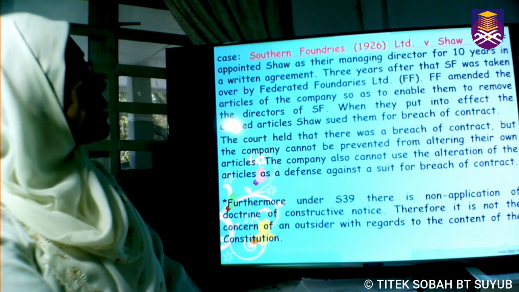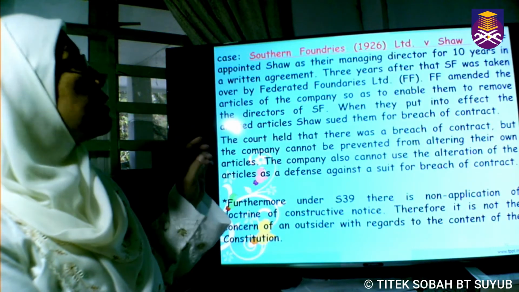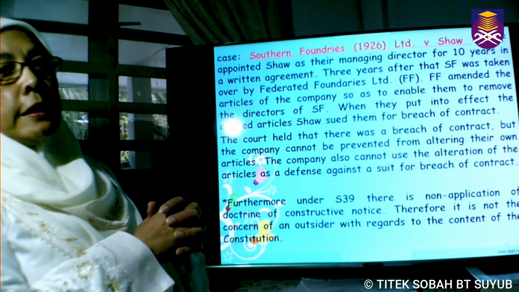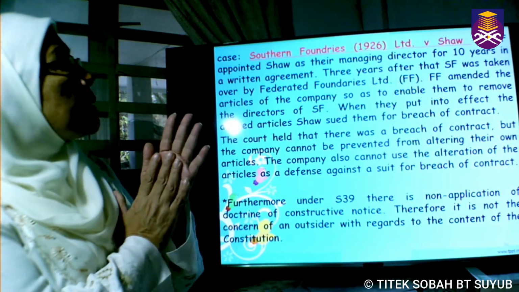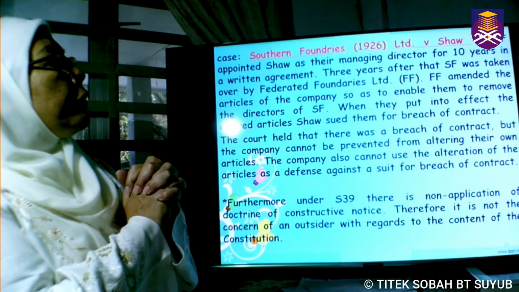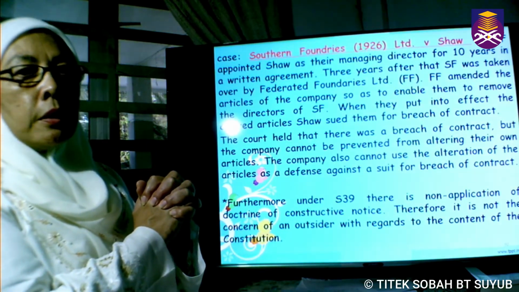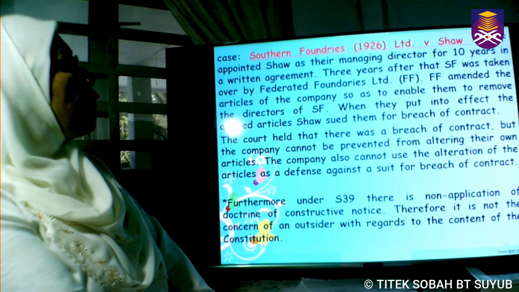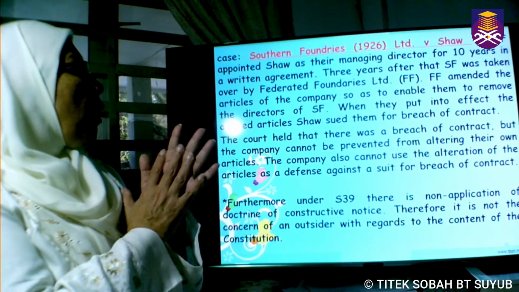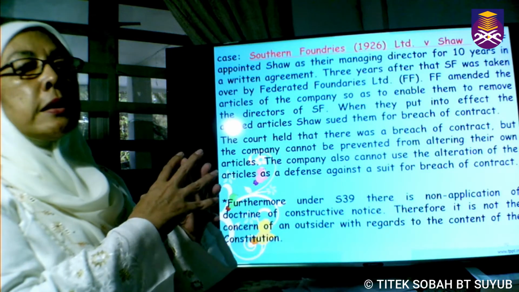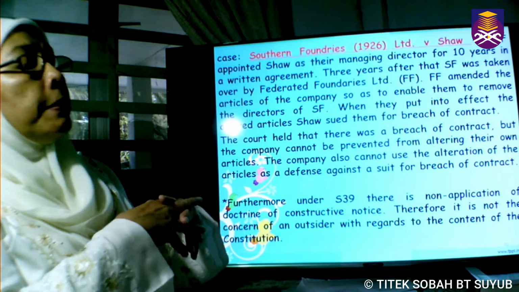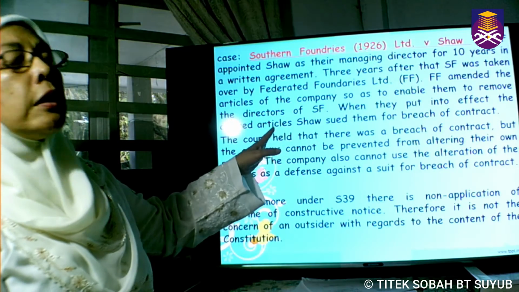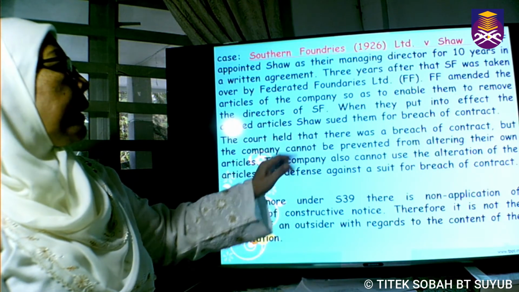So in Southern Foundries, they appointed Mr. Shaw as their managing director for 10 years. In the written agreement, he was appointed for 10 years. However, 3 years later, Southern Foundries was taken over by Federated Foundries. The company was taken over by another company, and Federated Foundries amended the article of the company so that they could remove the directors of Southern Foundries. Meaning, Shaw was also removed. Okay? So when they put into effect the altered articles, Shaw sued the company for breach of contract. The court held that there was a breach of contract.